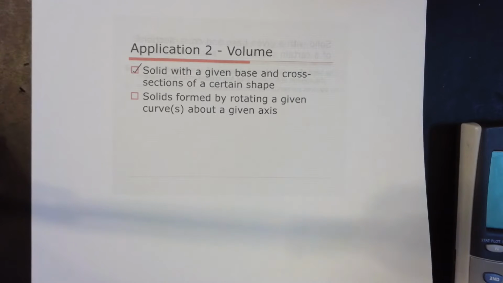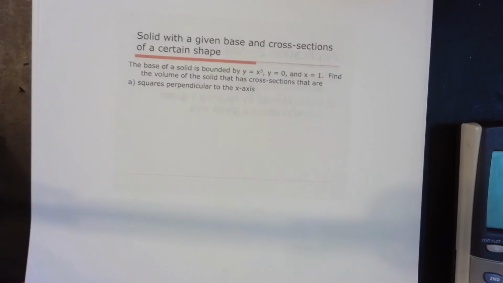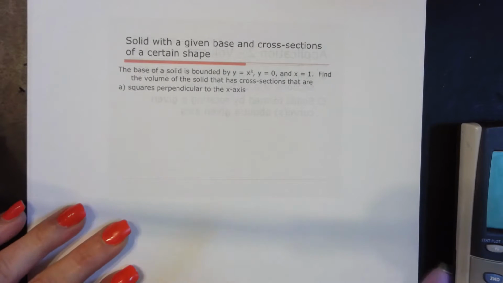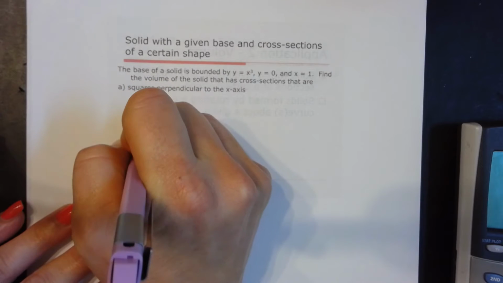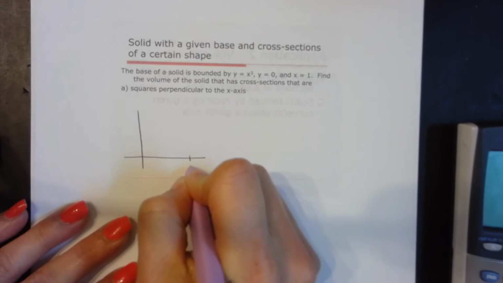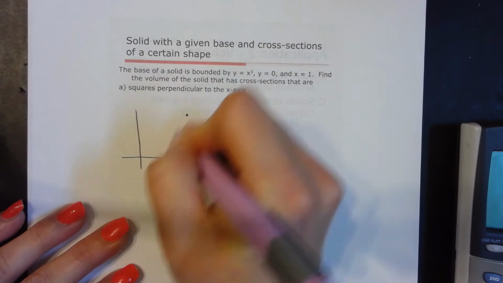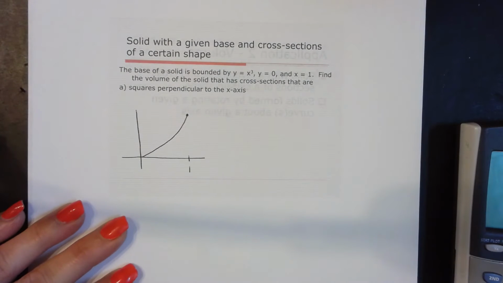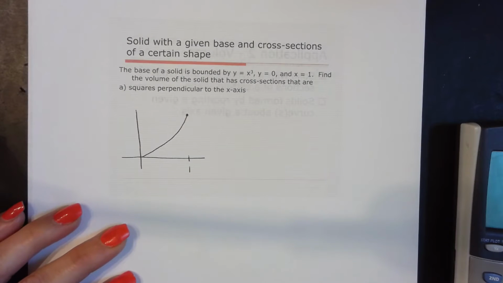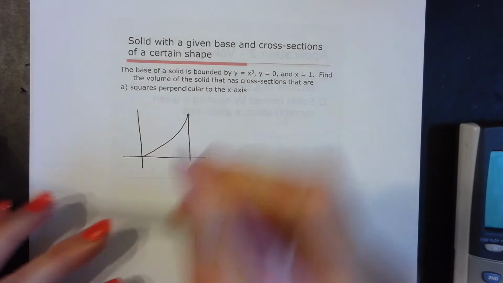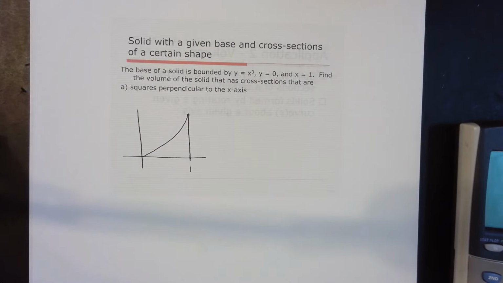For instance, let's take the base of a solid given by y equals x cubed from 0 to 1. The first thing I'm going to do is graph it from 0 to 1, nice and big. The cubic function is going to look something like this, and all I need is that part of the graph. So this is the base of whatever object I've got. It's the bottom of the object.